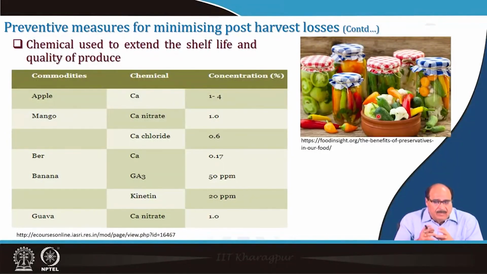Also, there are chemicals which are used to extend the shelf life and quality of the produce, like in the case of mango, calcium nitrate; apples, calcium; mango, calcium chloride is also used; banana, GA3; guava, calcium nitrate, etc. Their concentration at the percent or ppm level is recommended. Again, these chemicals should be used with caution.